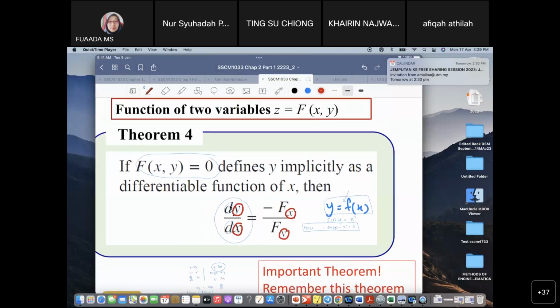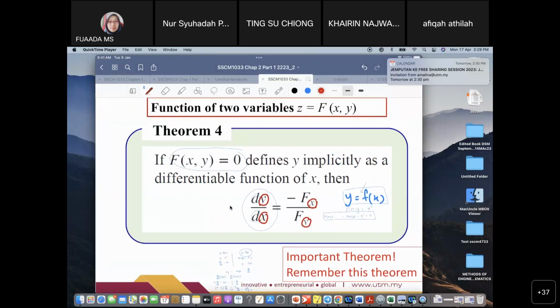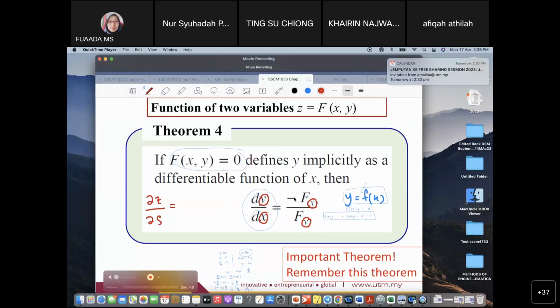Contoh, saya bagi case lain lah. Contoh dia nak minta you cari del z over del s. Contoh find del z over del s for the implicit function. So you apply the formula. The formula dia mesti ada negatif, must have negative. Untuk apa-apa sahaja, for any expression, you must put the negative. Okay. Negative.